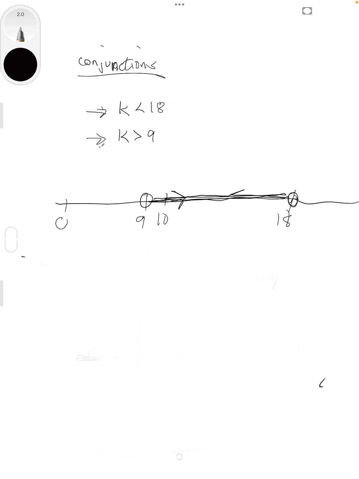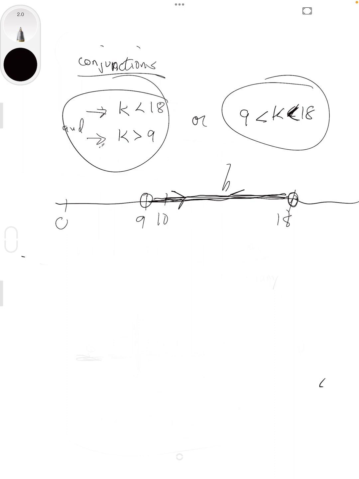I could write it like this, or I say it's this and this, or I could write it as K is less than 18, but is greater than 9. This would be another way to write this. Drawing's a little bit funky there. And that's what this lesson is: how to take this information, turn it into this, and draw that.